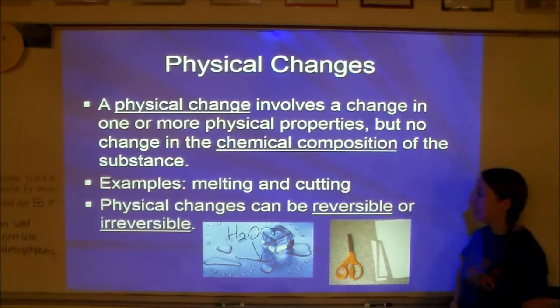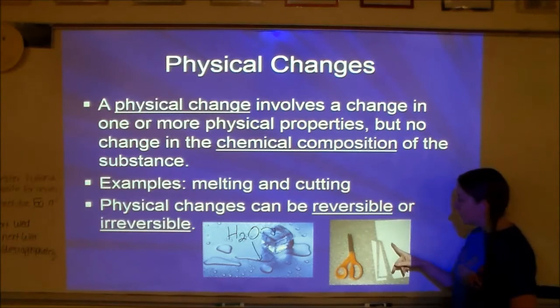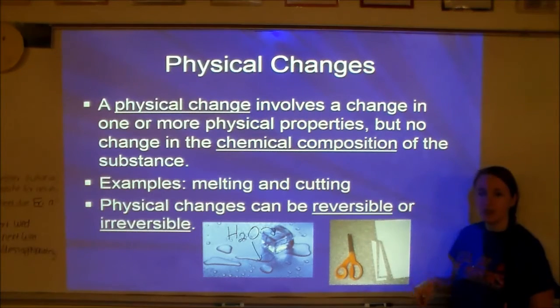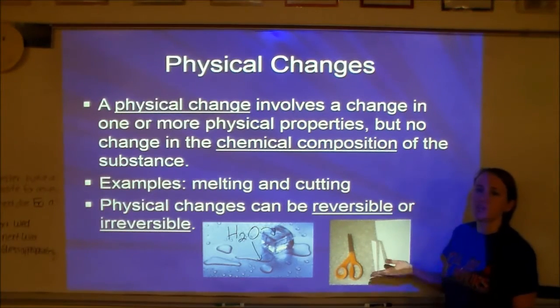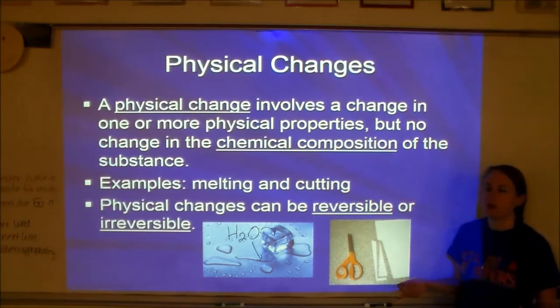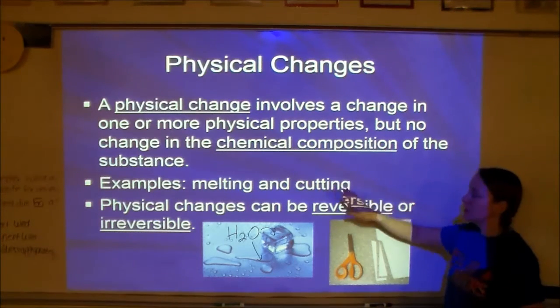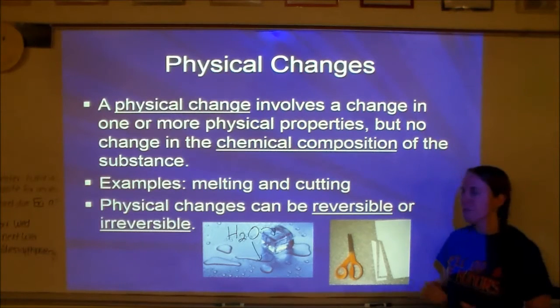It's still water. All right, cutting is another example. If I have a piece of paper and I cut it, it's still paper. It doesn't change what it is. It's just smaller pieces of paper. So a lot of times physical changes change kind of the way it looks, but not really what it is.